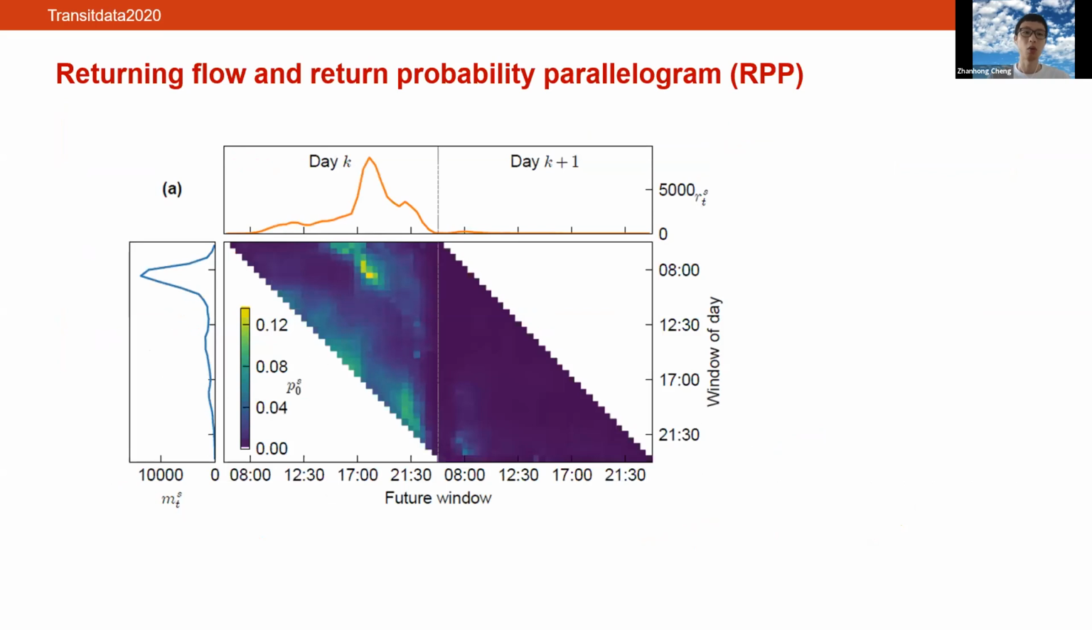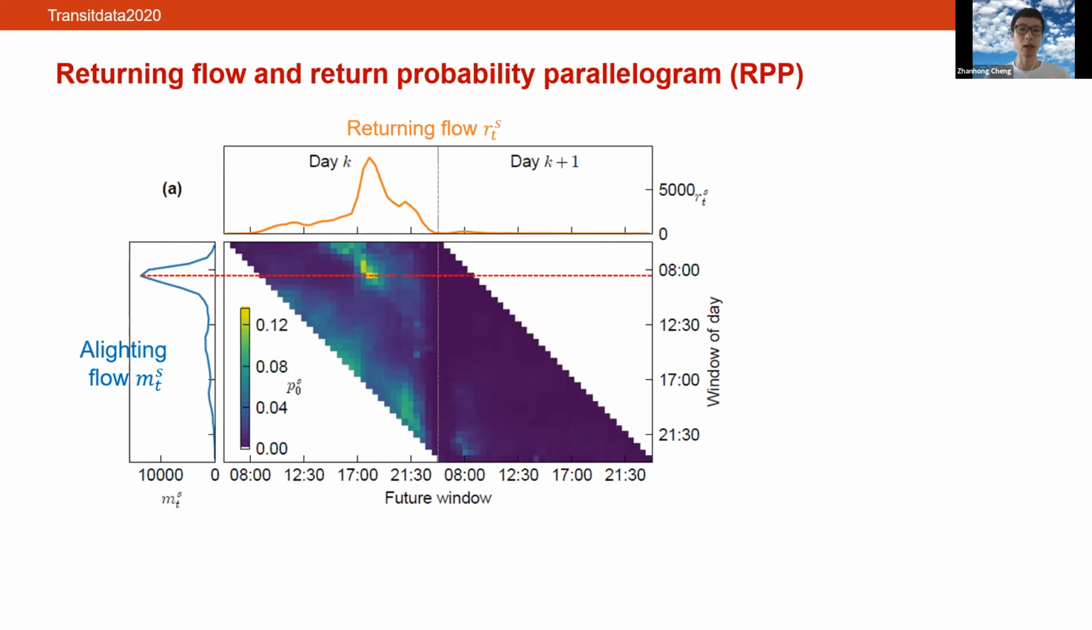To do so, we use two tools. One is the returning flow, and the other is the returning probability parallelogram, as shown in this figure. In this figure, the left panel is the alighting flow at metro station S, and the alighting flow represents the number of passengers who have come to this station. And after doing certain activities, the upper panel shows the number of boardings for this part of passengers in their next trip. We refer to this type of boarding as the returning flow.